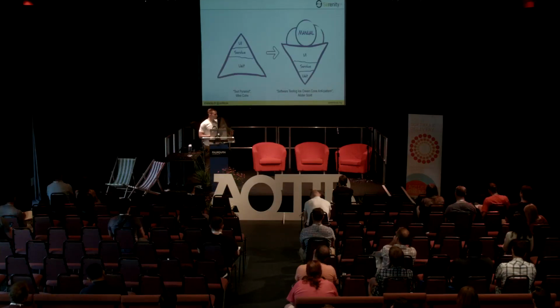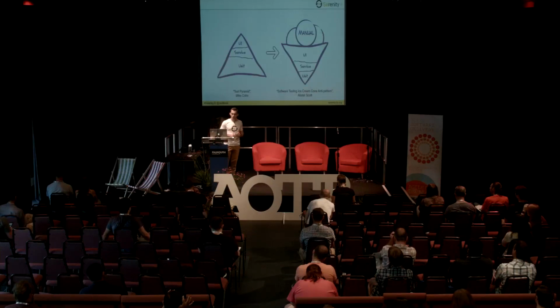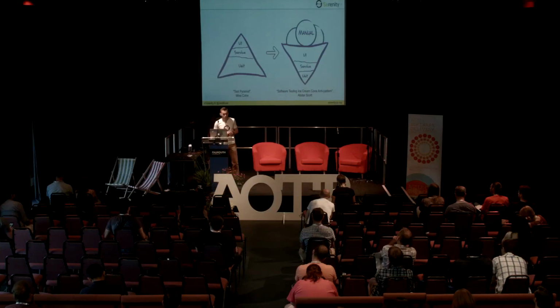So the test pyramid is a model devised by Mike Cohn, which he described in his book Succeeding with Agile years ago, where he's suggesting that a well-structured test automation suite should comprise mostly unit tests. It should have some service-based tests and just a few UI-based tests, which is all nice and great, but it doesn't really address how we should avoid this problem.